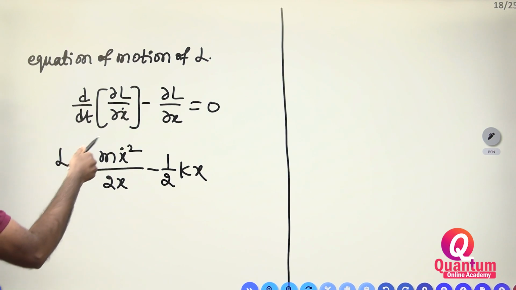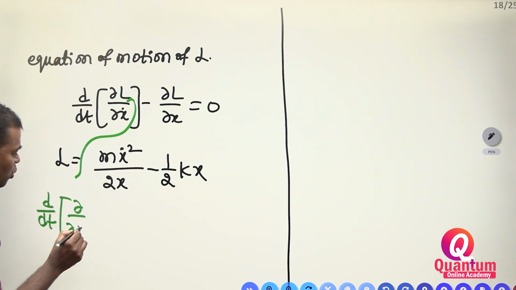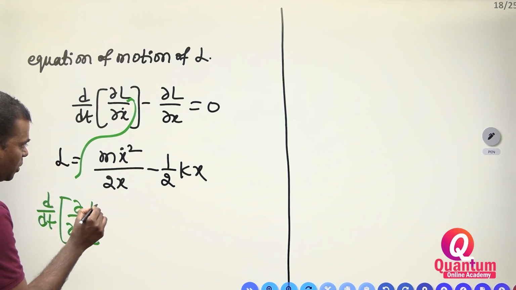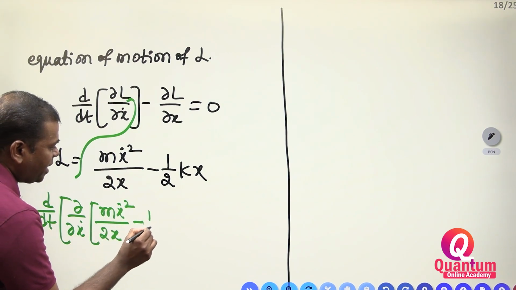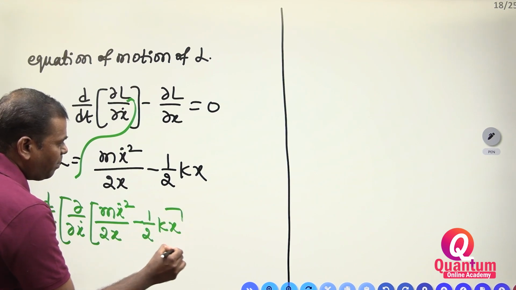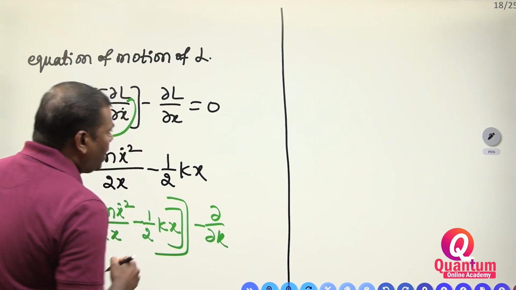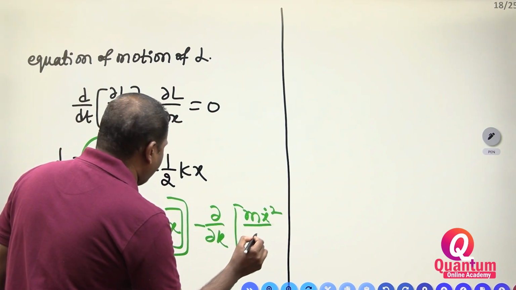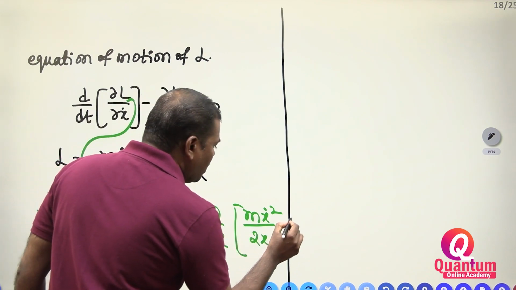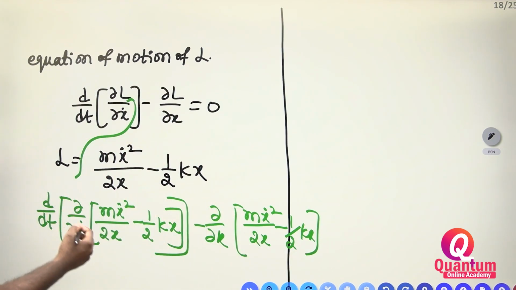Now you substitute the value here, right? d/dt of ∂/∂ẋ of (mẋ²/2 − 1/2 kx), bracket close, minus ∂L/∂x, where you substitute this L, mẋ²/2 − 1/2 kx, equals 0.